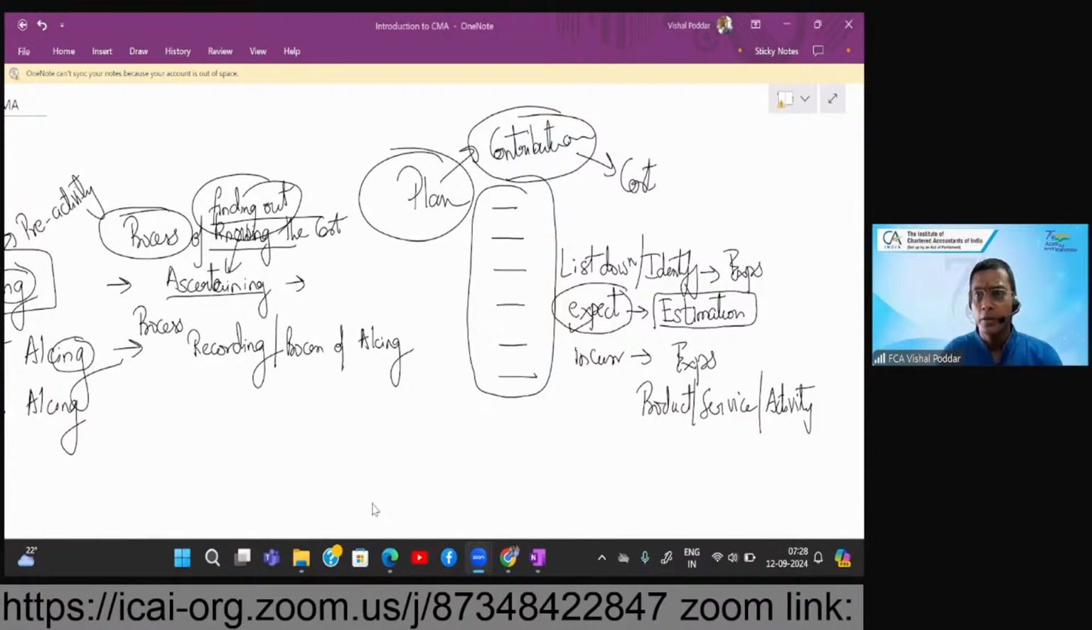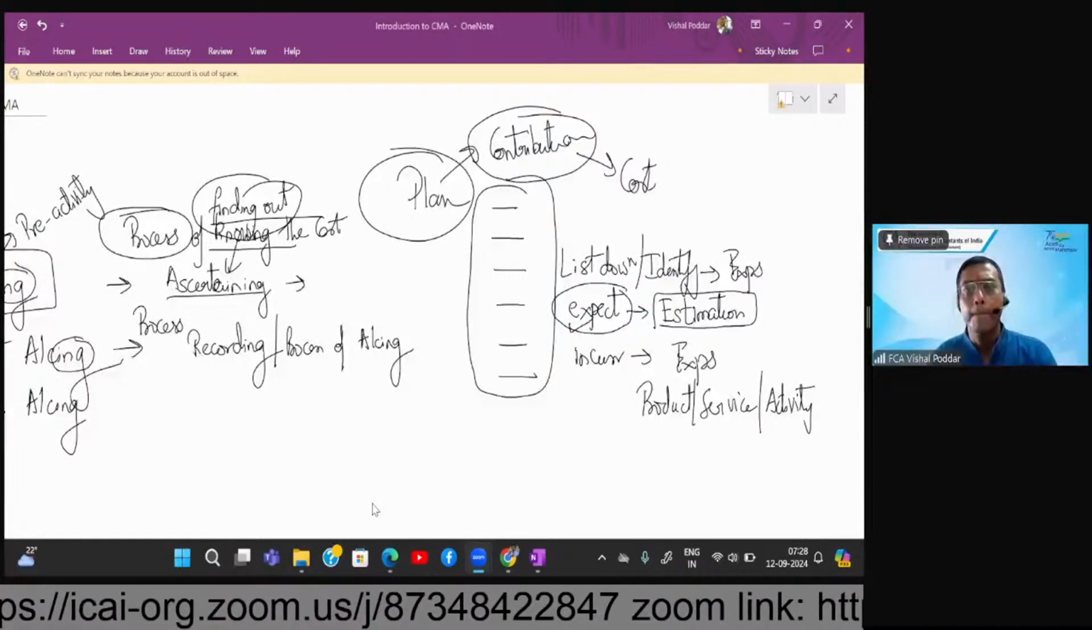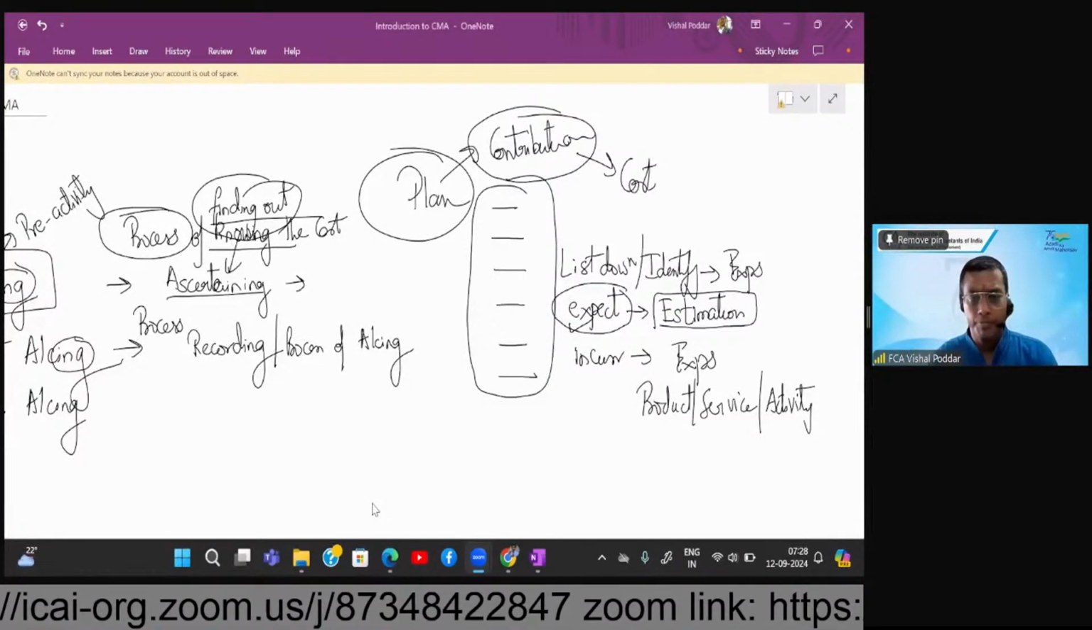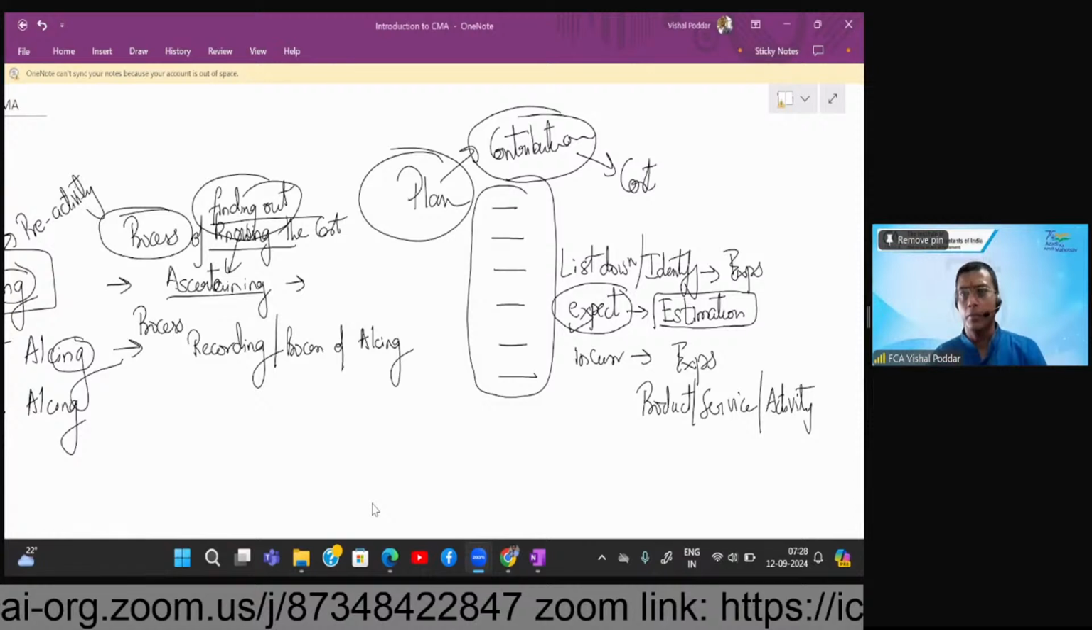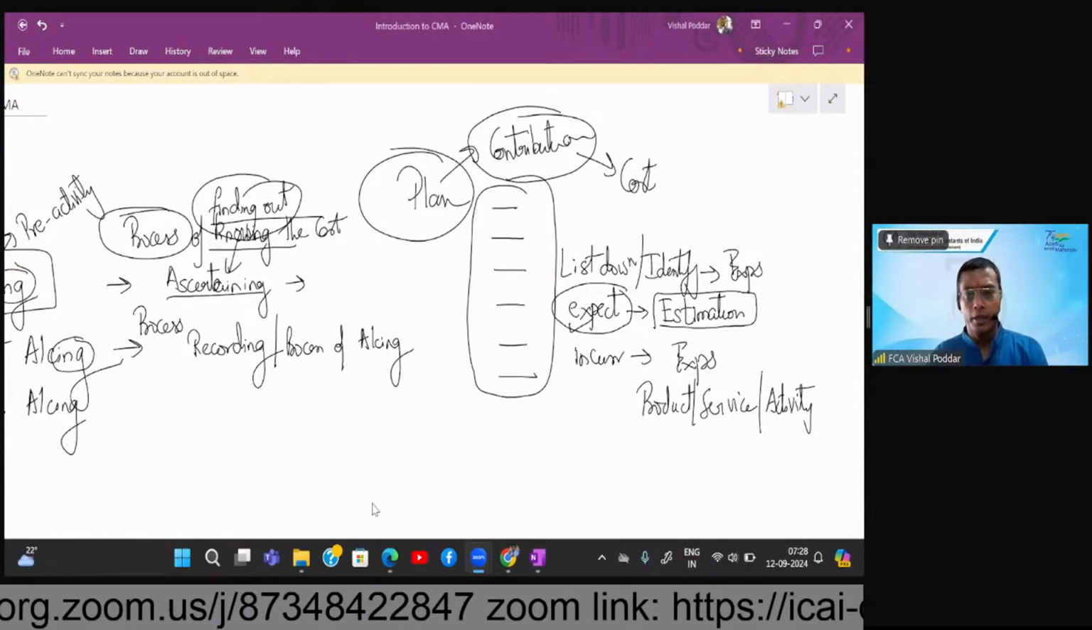Is my screen visible? I don't know why somehow I've changed some setting at my end.